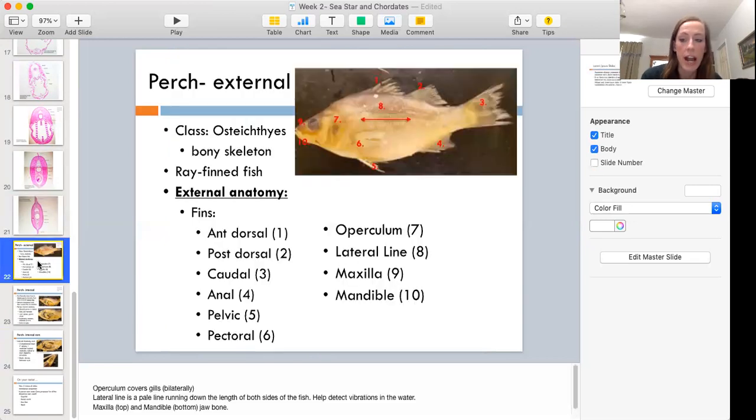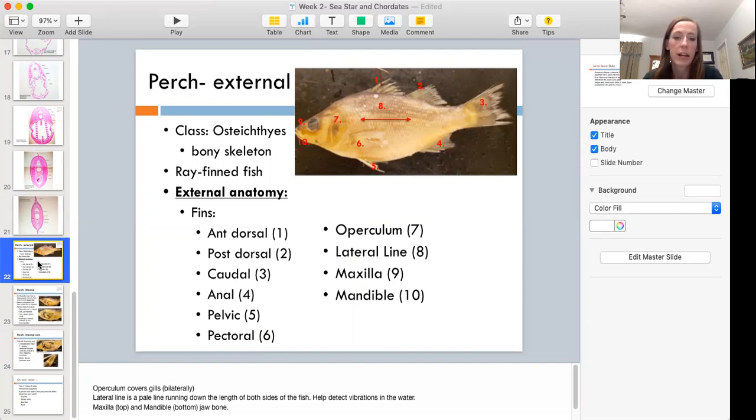So now we're going to look at the perch. Okay, so the perch is a ray-finned fish. It's in the class Actinopterygii. Okay, so it has a bony skeleton. And it is going to be another example of a vertebrate.